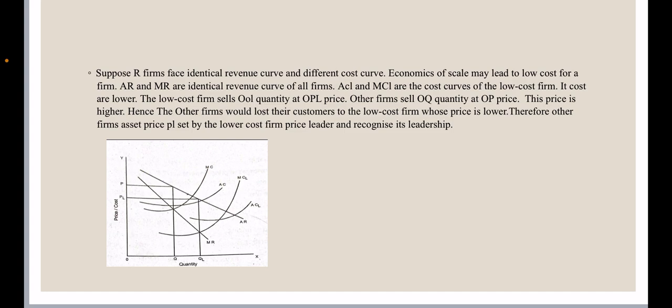Suppose all the firms face identical revenue curves and different cost curves. Economies of scale may lead to the low cost of the firm. AR and MR are identical revenue curves of the firms. ACL and MCL are the cost curves of the low cost firm. Its costs are lower. The low cost firm sells OQL quantity at OPL price. Other firms sell OQ quantity at OP price. This price is higher, hence other firms would lose customers to the low cost firm whose price is lower. Therefore, other firms accept PL set by the low cost firm and recognize its leadership.